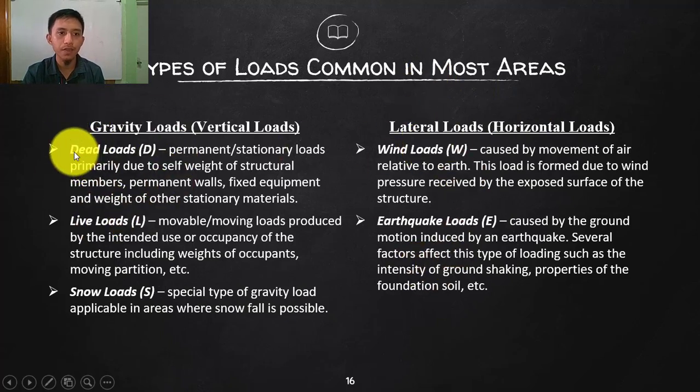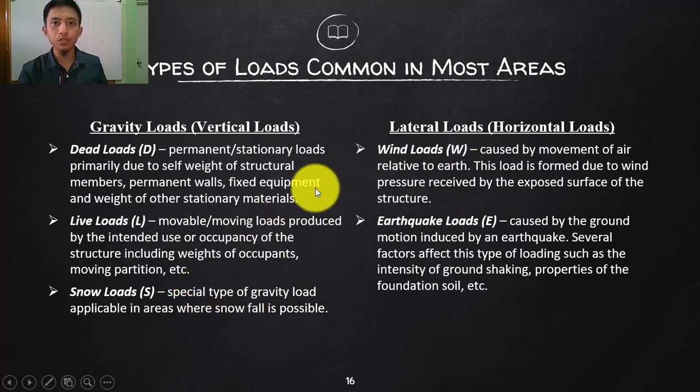So, gravity loads. These include dead loads. Let's try to symbolize these: dead load is D, live load is L, snow load is S, wind load is W, and earthquake load is E, for the purpose of the load combination later on.